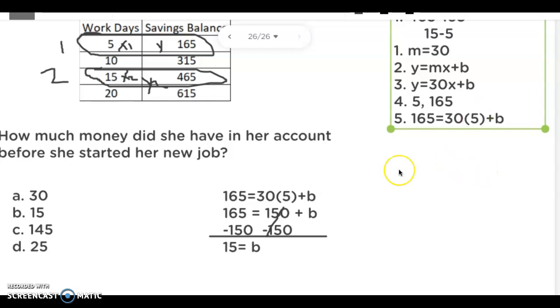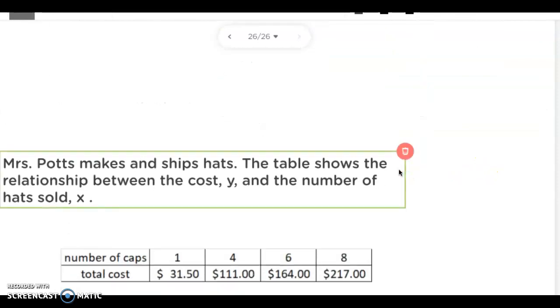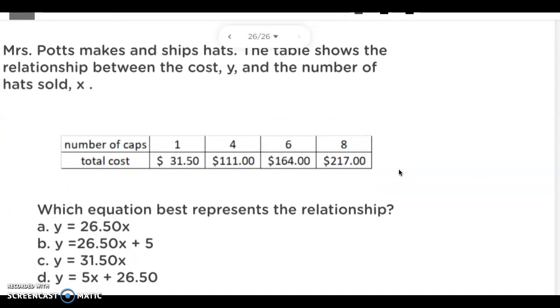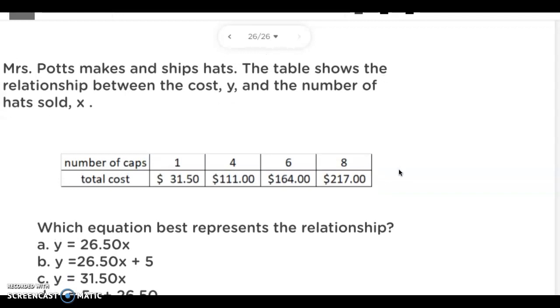All right, let's end that. I got another one for you. Okay. Miss Pot makes and ships hats. All right, she's making and shipping hats. The table shows the relationship between the cost and the number of hats sold.